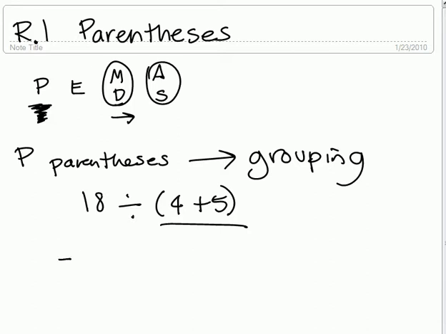If we do that, we know we'd have to do parentheses first, so 4 plus 5 is 9. That's the type of parentheses that we're referring to in order of operations, when you can do something inside the parentheses first. Let me just finish this problem off: 18 divided by 9 we would get 2. Okay, so let's go back to the different types of parentheses.